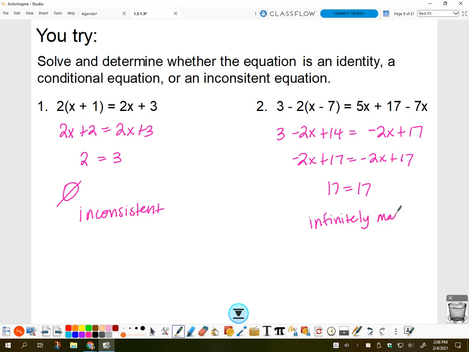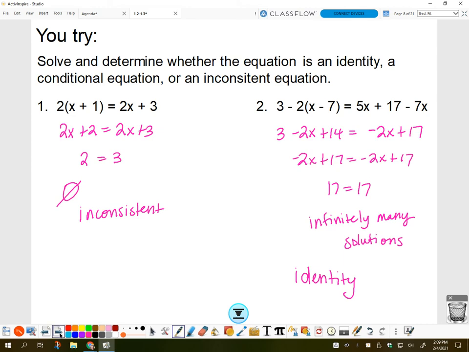Technically you just write infinitely many solutions. I'm okay if you just write IN. Pretend like that's an S because it's not supposed to be an N. Alright, so you have infinite solutions. If your variables disappear and you get a true statement, that is considered an identity. The two sides end up being identical at some point. Alright, all of the equations we've solved up to this point that had an answer, those are conditional.